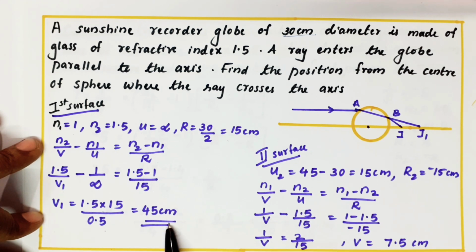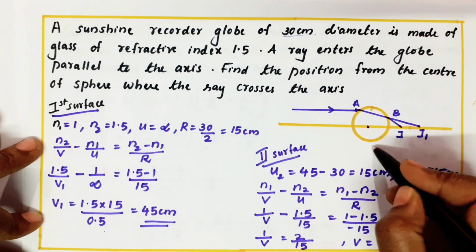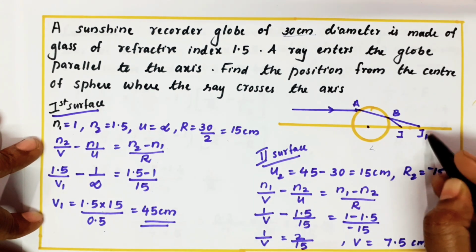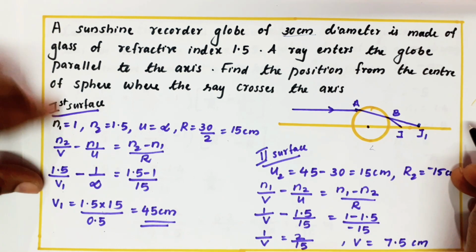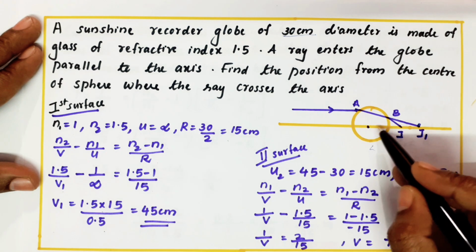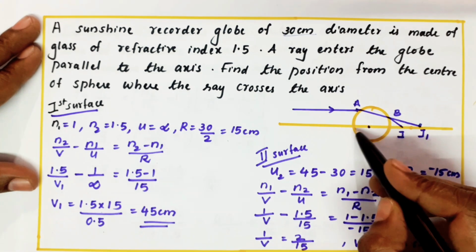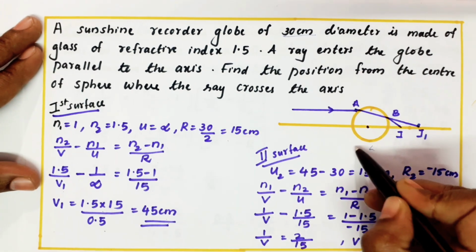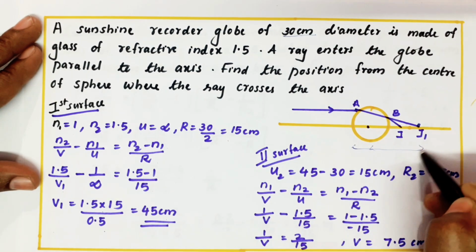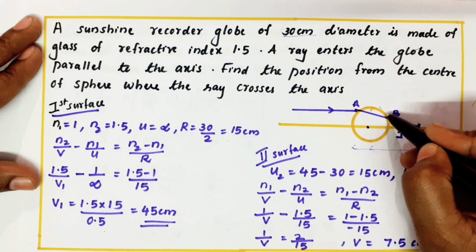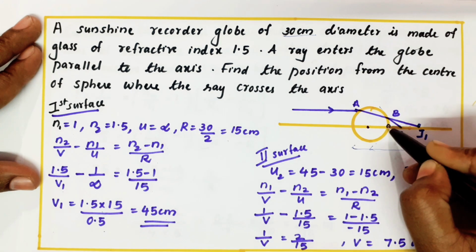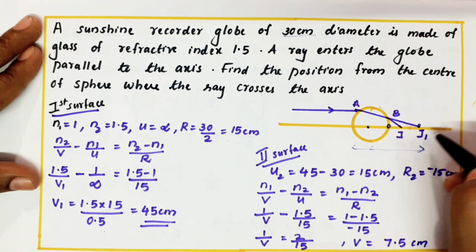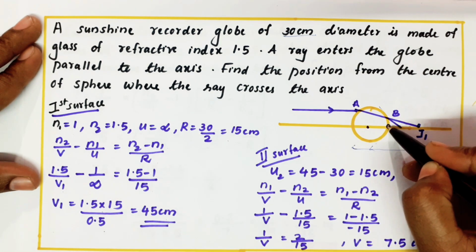I got a positive answer. It means that I am getting the image here. So here I am getting a distance of 45 centimeter. But this acts as an object for this one, right? So I know that this image I am calculating from here to here. But the second time, this acts as an object for the second refracting surface. So I need the distance from this image to this surface.